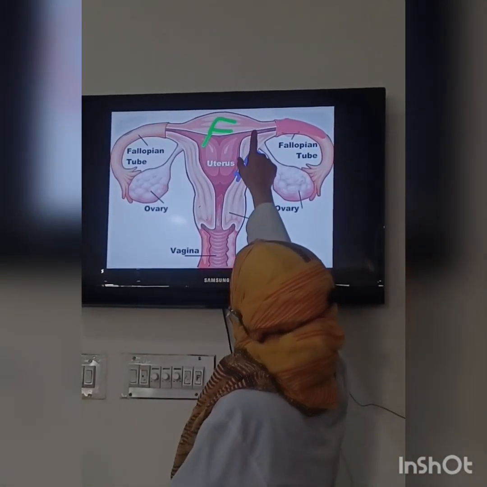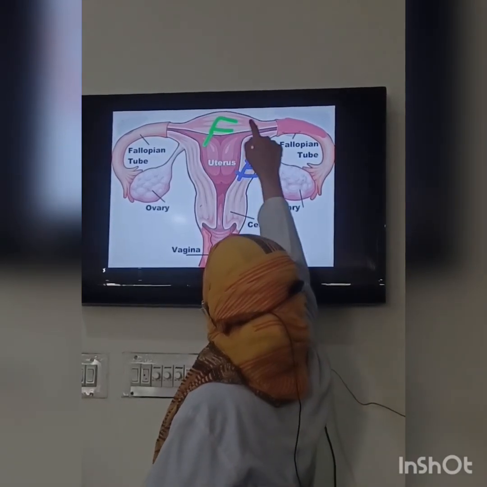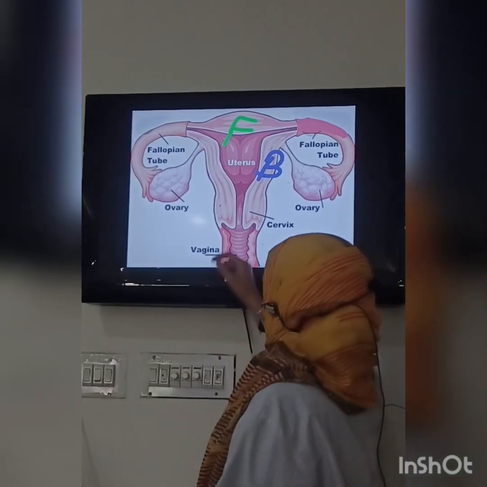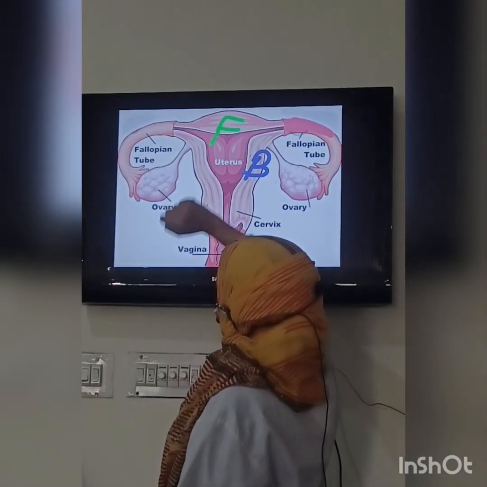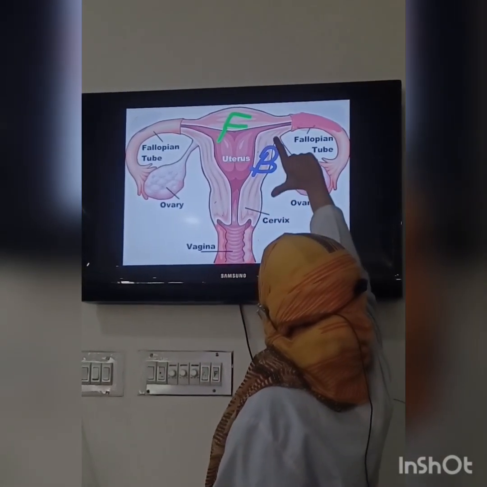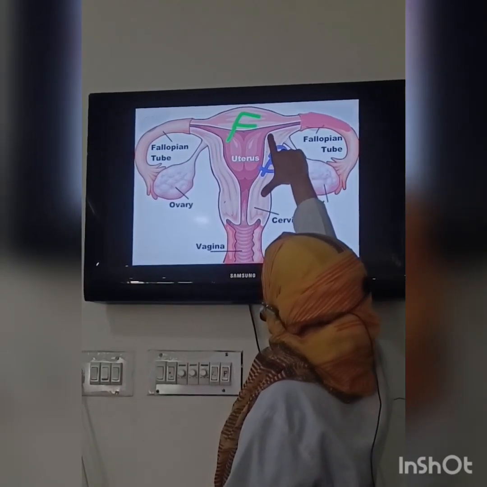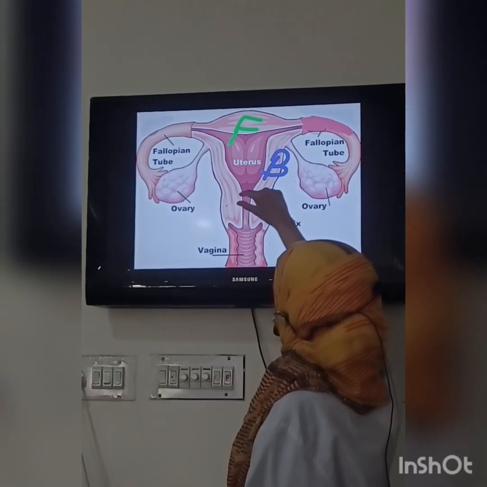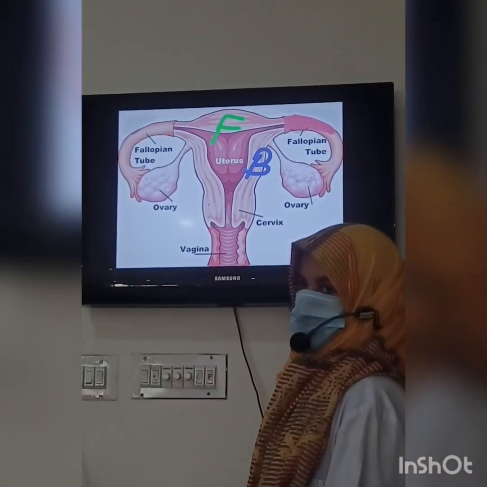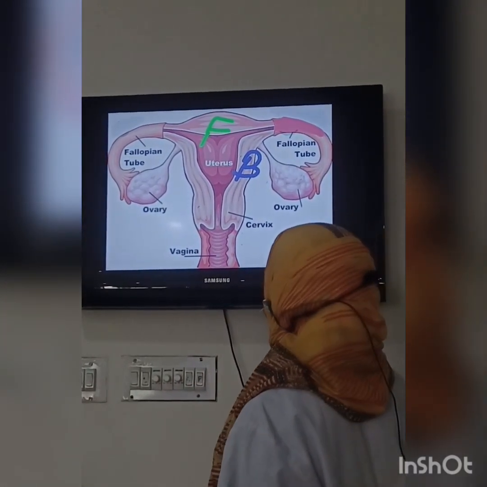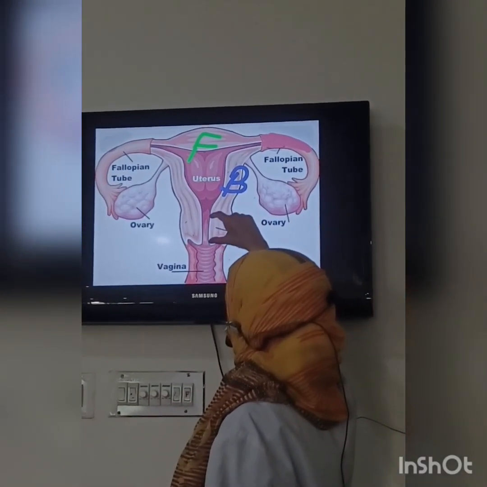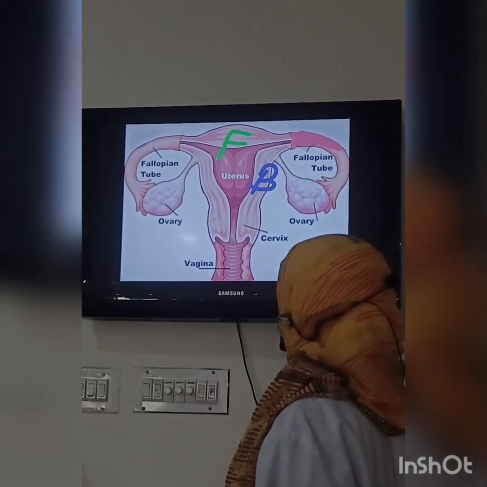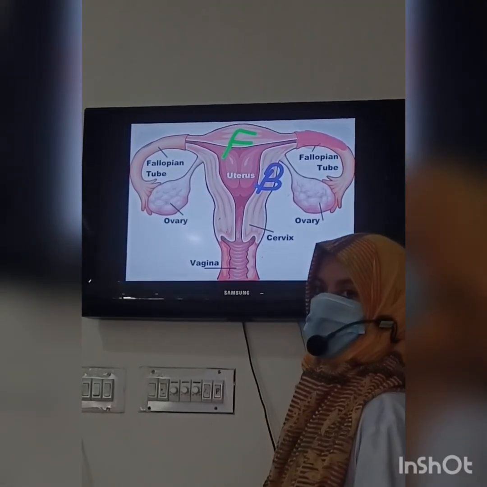The portion of the uterus that is above the line of attachment of the fallopian tubes is called the fundus, right? And the portion below it, which is broader, is the body. And next to it, we have got a little portion called the isthmus, right? Then we enter into a tubular or canal-like structure called the cervix. And this cervix has got two openings.